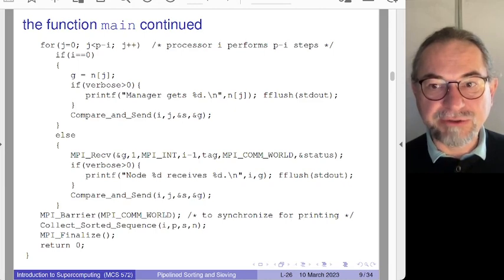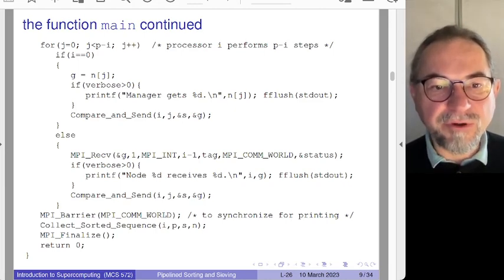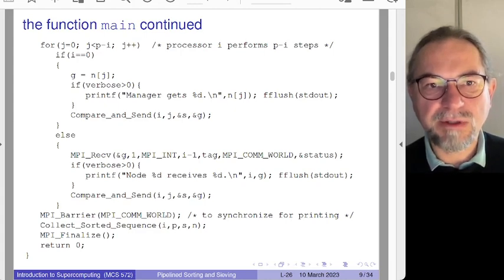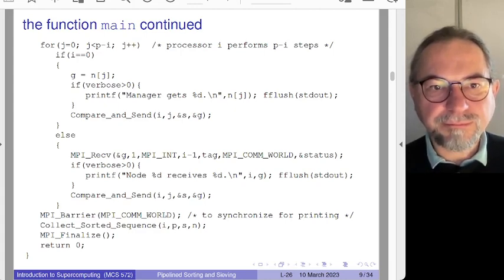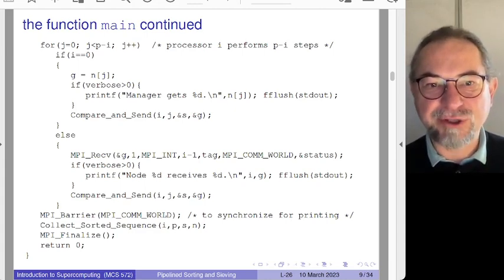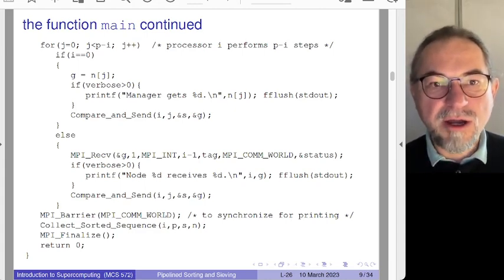Pipelined computing is another form of synchronized computing. Here for the printing, we will actually do an MPI barrier and for check, collect the sorted sequence. So this is the structure. It is clearly still within the manager-worker framework.